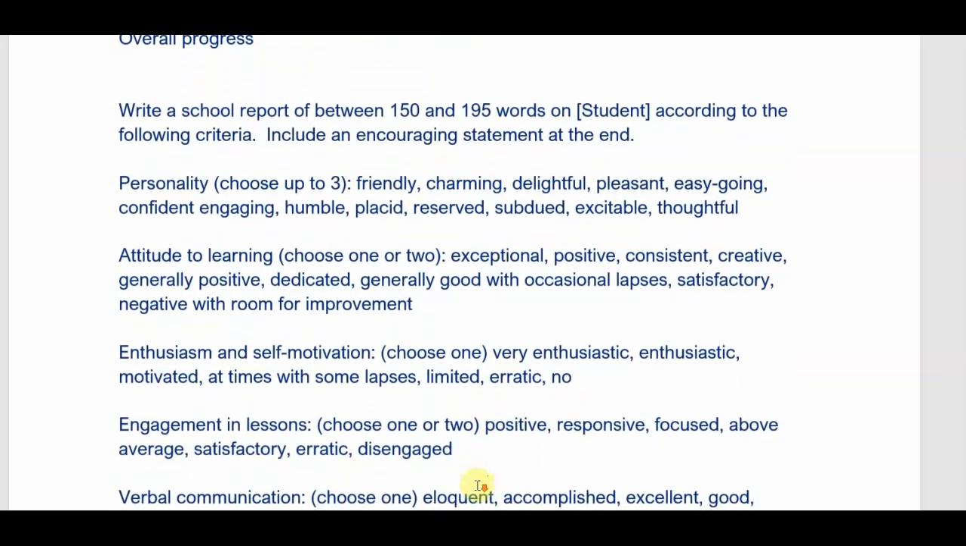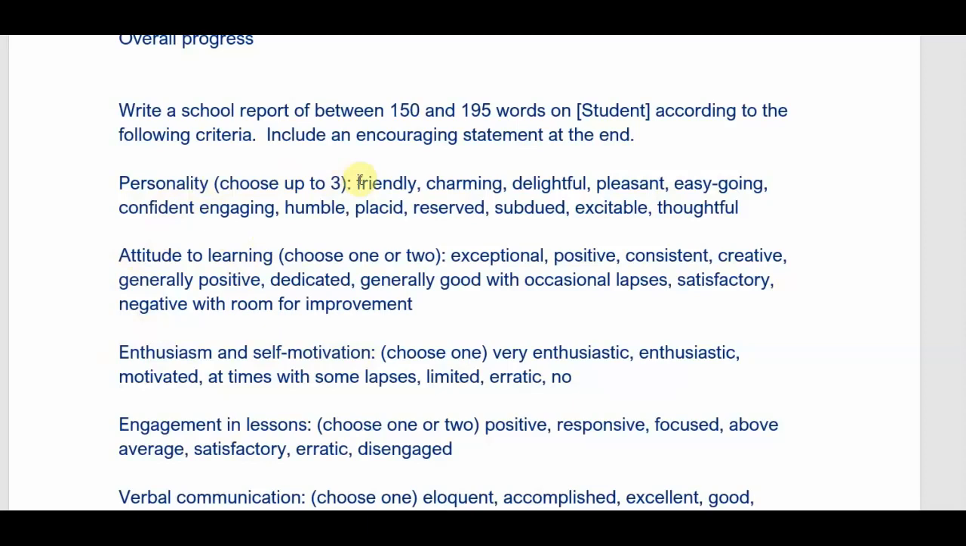Following on from that, I wrote an instruction: write a school report of between 150 and 195 words on name of a student according to the following criteria. Include an encouraging statement at the end. And now you see those categories that I mentioned just now, and there are adjectives that have been carefully chosen for each one of those criteria. So personality, attitude to learning, enthusiasm, self and motivation, and so on.